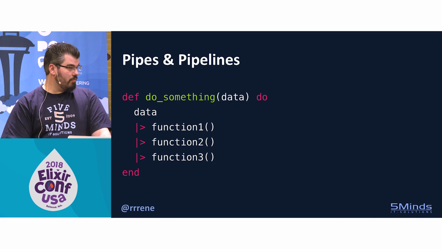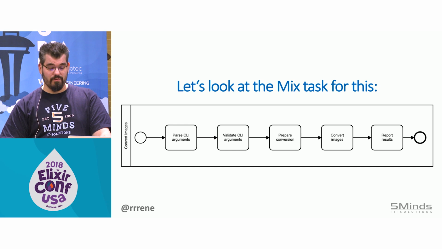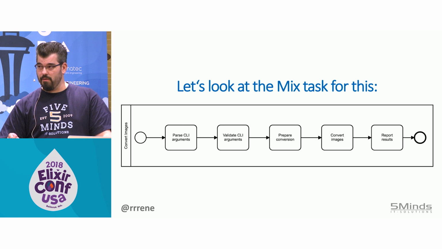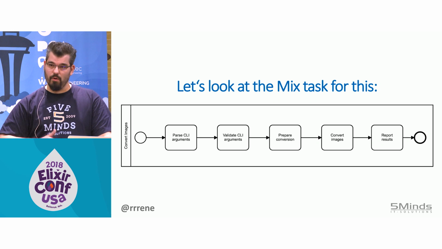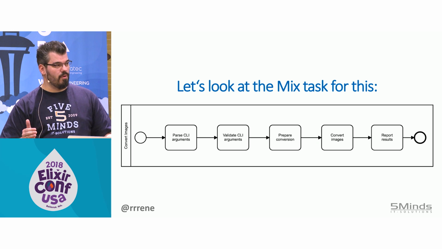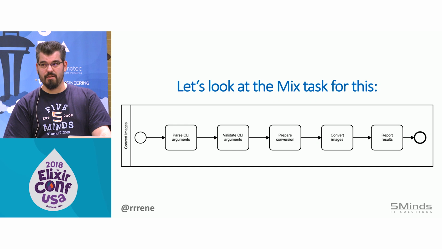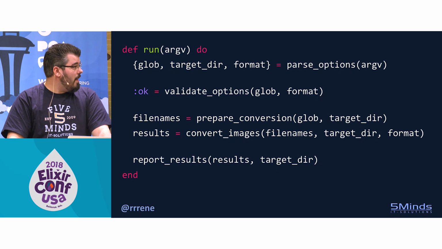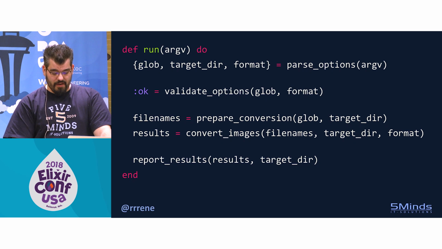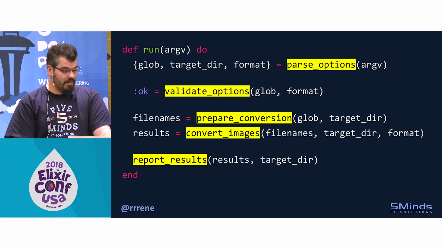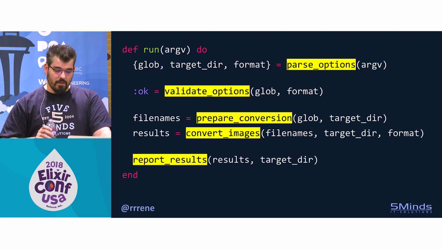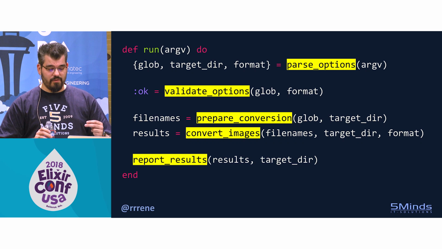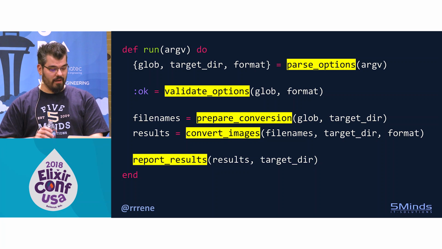So back to our example process. The little image conversion tool we are going to write with its 5 steps: parsing the command line arguments, validating these arguments, preparing the conversion, actually doing the conversion, and reporting the results. We can see how this is probably a pipeline. So let's implement the mix task for it. This is what the run function of our mix task looks like. And if we look closely, we can find all the 5 steps in there. Let me highlight those. Now, this is all very good, but maybe we could make this flow even more obvious using a pipeline.